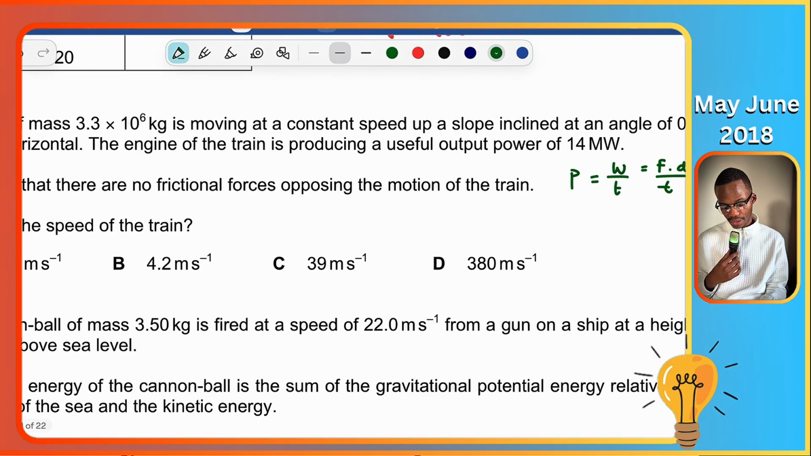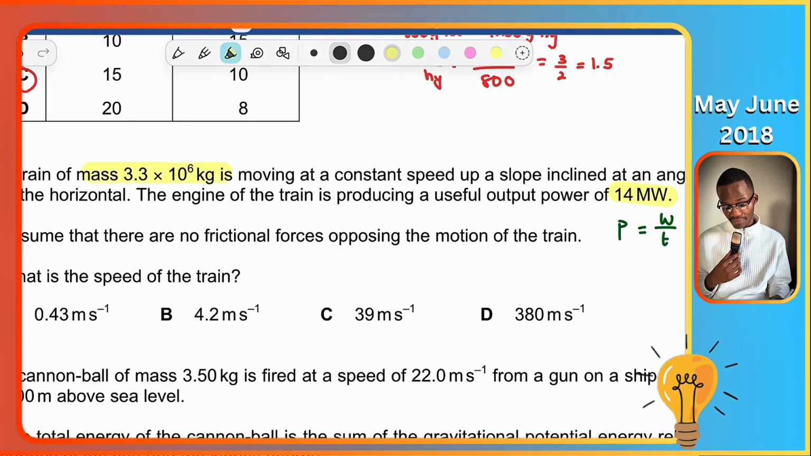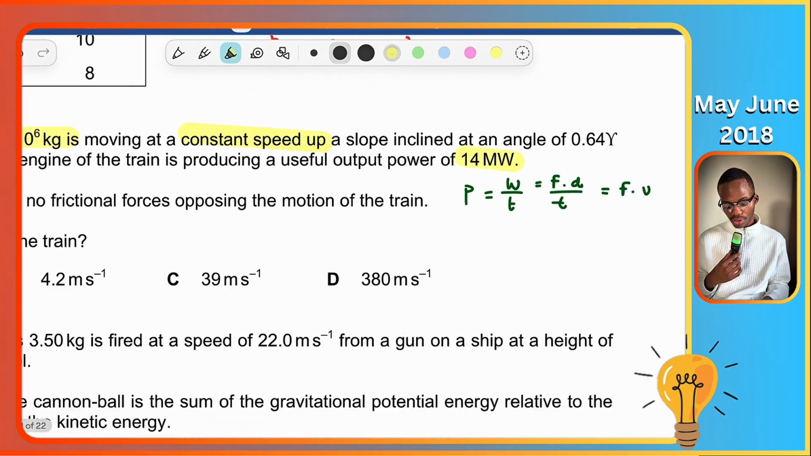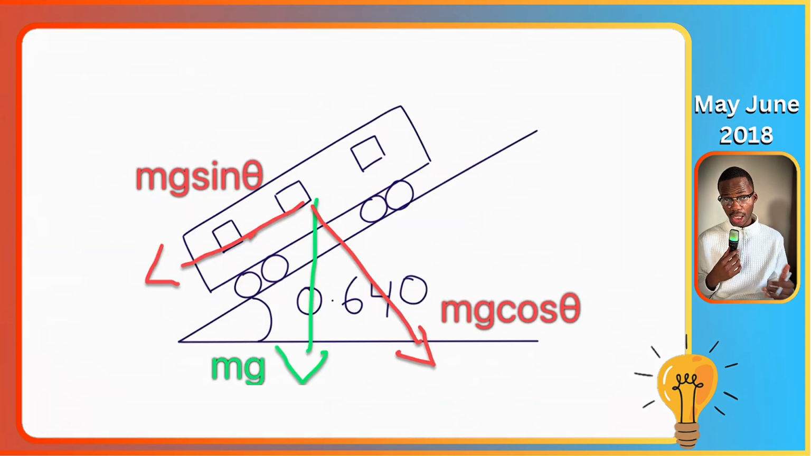And what have we been given? We've been given the power here. We have the power, and we have the mass, and we want to find the constant speed. Fine. So if you look at that diagram, it's inclined at that angle.